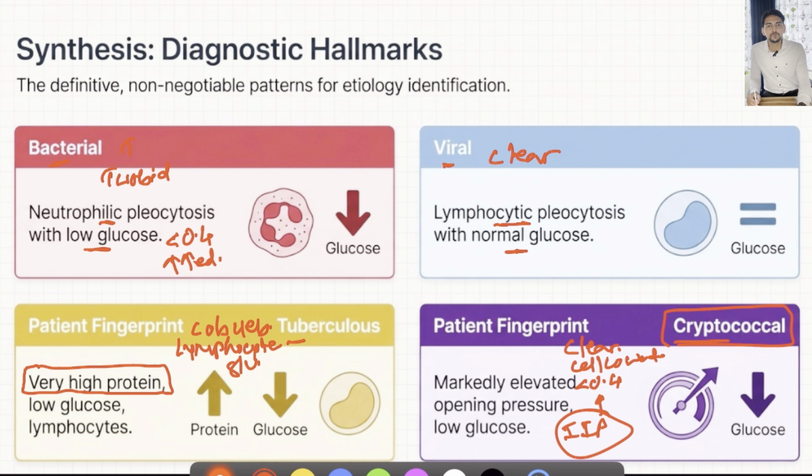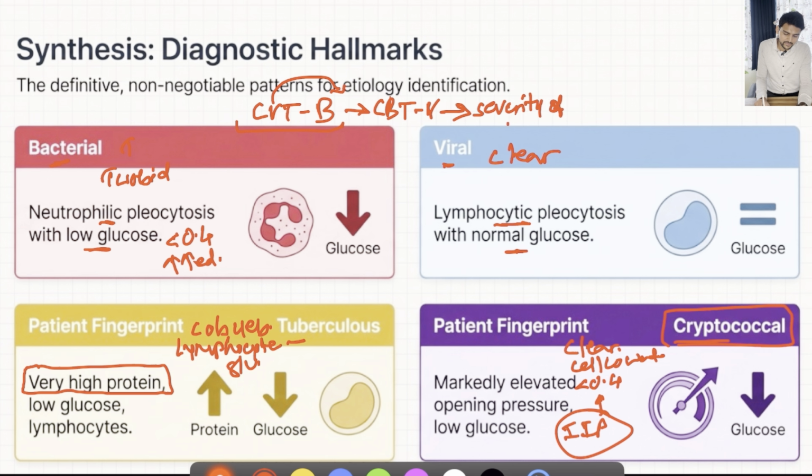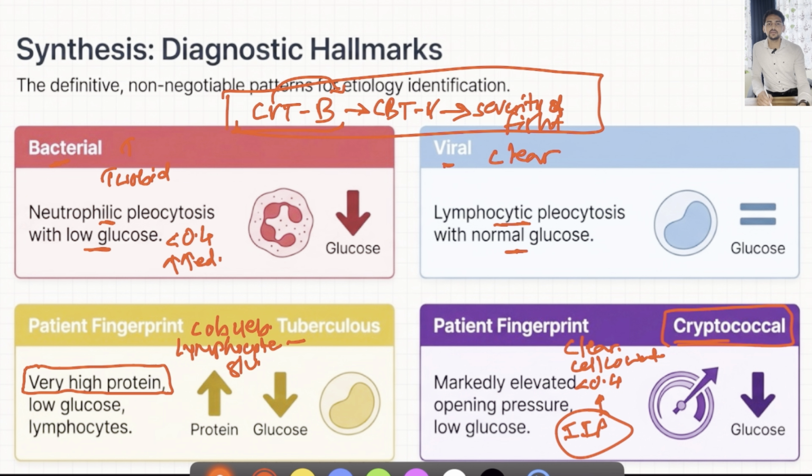I hope this video will be helpful for residents who will deal with meningitis cases repeatedly. And don't forget to recall the mnemonic CVTV for the initial 3 steps. Then just replace V with B, that is CBTV. Then just think of the severity of fight leading to protein recruitment. Severity of fight. This sentence will help you in proper interpretation of the CSF report.